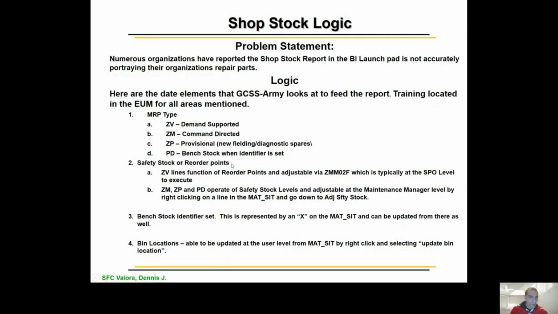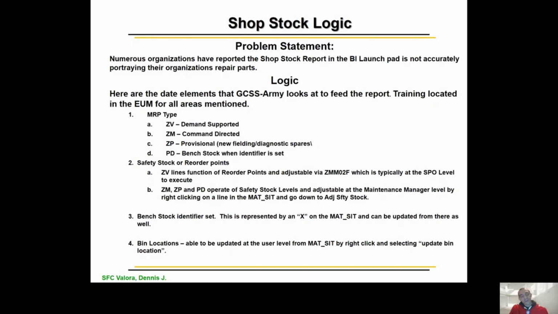So your safety stocks and reorder points. When we're talking about safety stock and reorder points, your ZV lines are the only ones that actually have a reorder point. And the only way to adjust reorder points or to change a ZV line in shop stock is to go through your SPO. There's a certain key code they use, and I listed it here, ZMM02 Fox. So you have to contact your SPO for that. That cannot be done at the unit level.